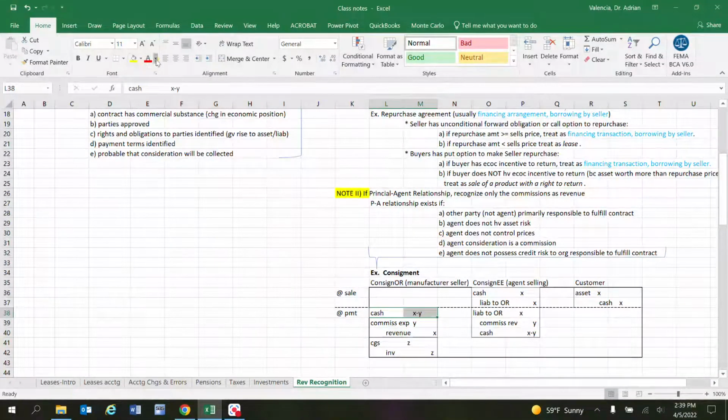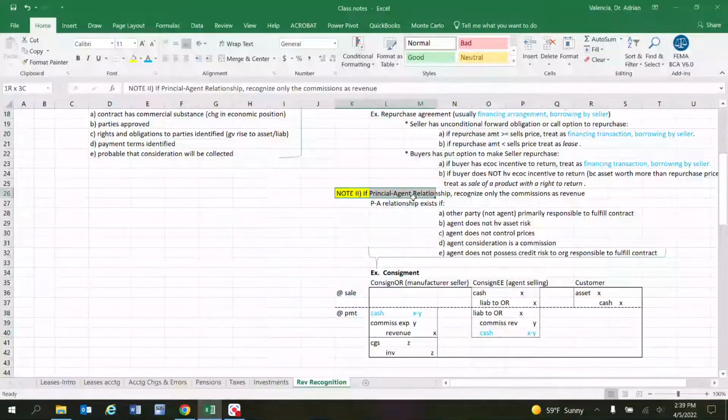Let me put a little color on this, make it easier to follow. So the consignor, the manufacturer, is going to receive the net amount, and they're going to account for that commission that they pay to the consignee or the agent as well. And then this is their revenue. But here's the big thing that I'm trying to get you to see, okay? And this was the caveat I was trying to get you to be careful with.